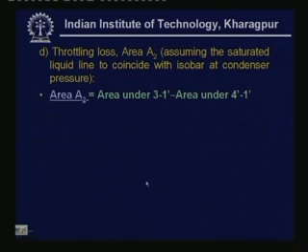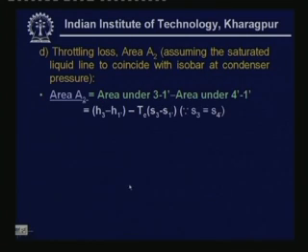As I have already explained how to find the throttling area, if you are assuming that the saturated liquid line is coinciding with the isobar at condenser pressure, then it is the area under 3 to 1 dash minus area under 4 dash to 1 dash. So this is the expression. Area under 3 to 1 dash is H3 minus H1 dash, and area under 4 dash to 1 dash is TE into S3 minus S1 dash, because S4 dash is equal to S3.